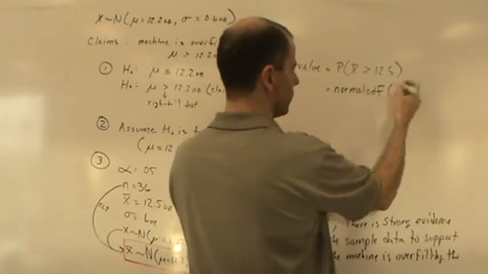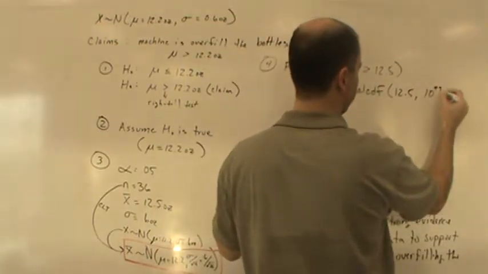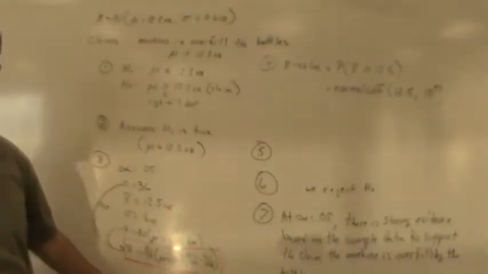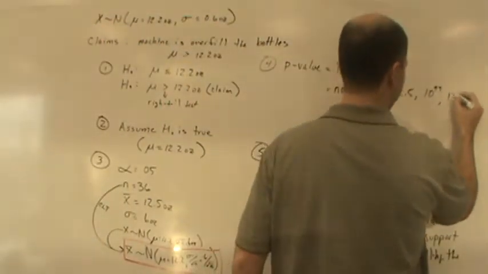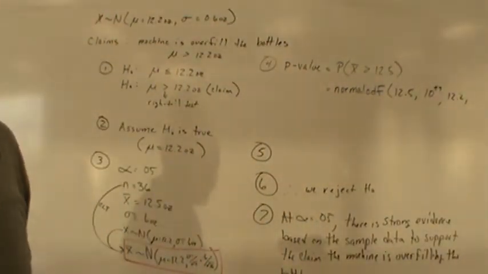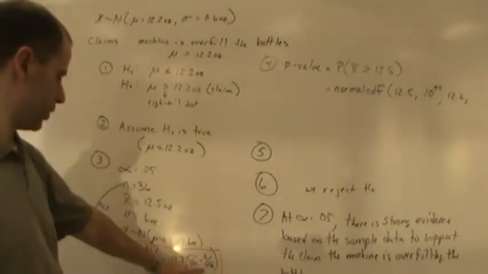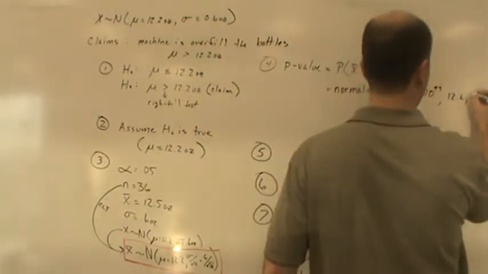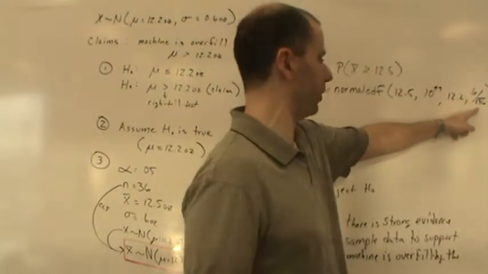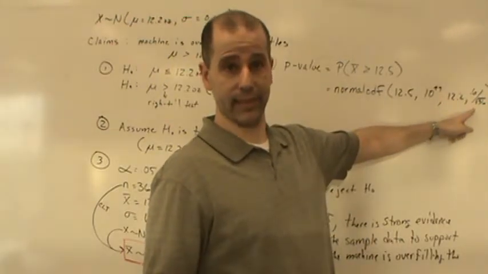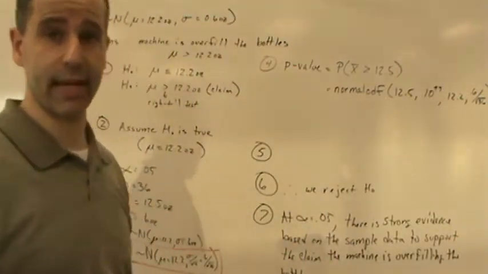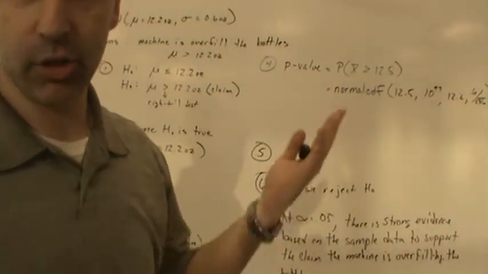The upper bound, I'm just going to use 10 to the 99th power. And then the mean, what's the mean? The mean is the mean of the distribution, which is 12.2 under the null, right? 12.2. And then the standard deviation is what? It's the standard deviation from the distribution, which is 0.6 divided by the square root of 36. And I would just put it right into your calculator this way. Don't calculate this separately and then stick it in here. You could just stick 0.6 divided by the square root of 36 right into your calculator and you'll be fine.